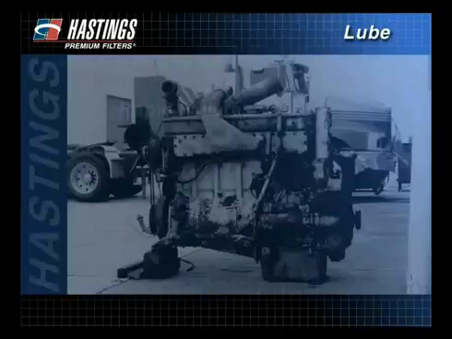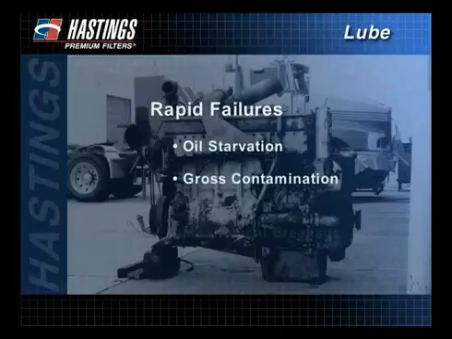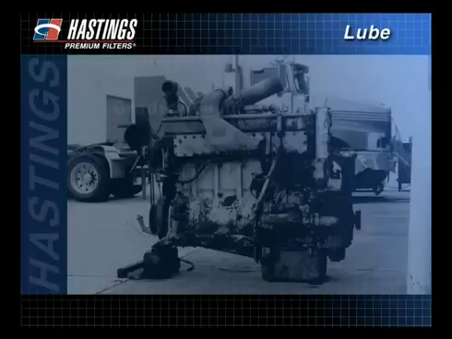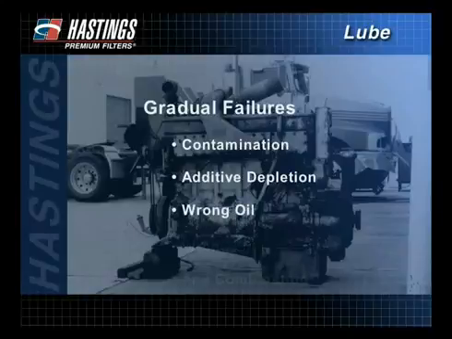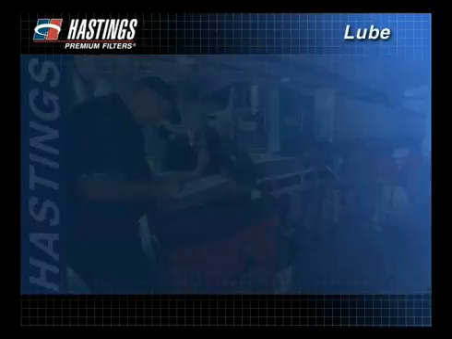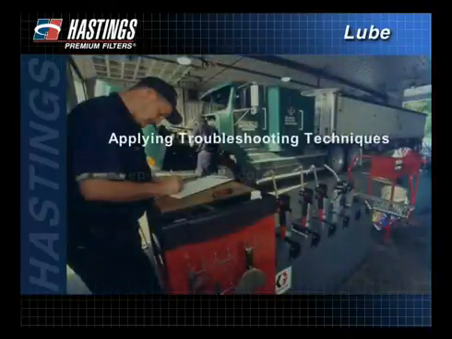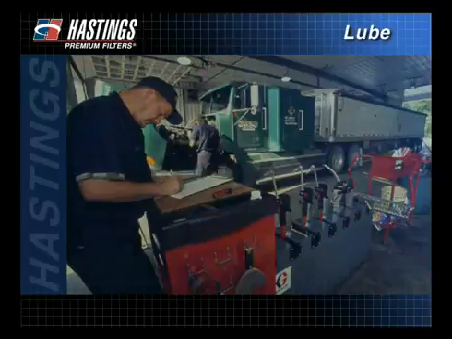Oil-related engine failures generally fall into two categories. Rapid failures are tied to obvious problems like oil starvation, gross contamination, or mechanical breakage. It's more difficult to find a cause for gradual failures. They are characterized by accelerated wear or corrosion resulting from contamination, additive depletion, oil of the wrong weight or classification, or any combination of those causes. By applying some basic troubleshooting techniques, keeping good records, and adhering to maintenance schedules, you can avoid serious breakdowns.